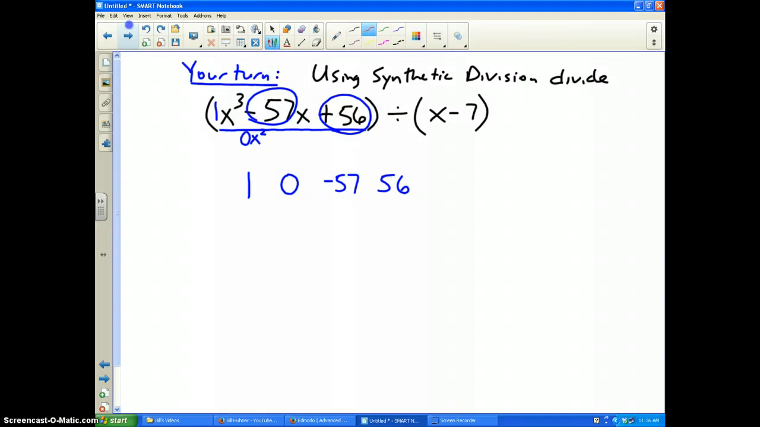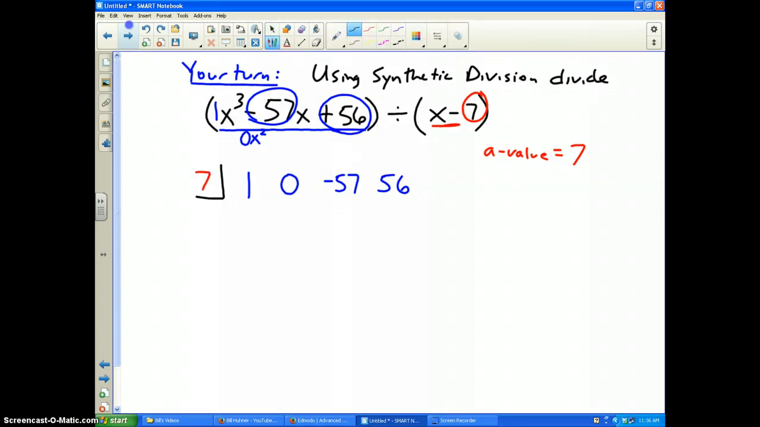Now I find my a value. Well, I notice it's in the form x minus, so that's good. So that number 7 is just my a value. So that's what goes in the little box on the left side of the problem. I'm going to put a as 7.